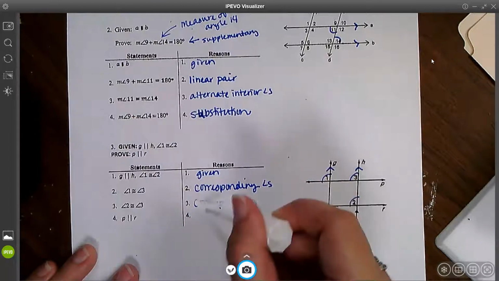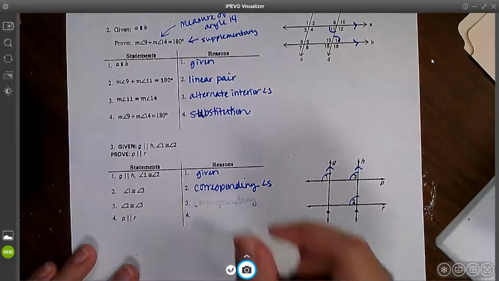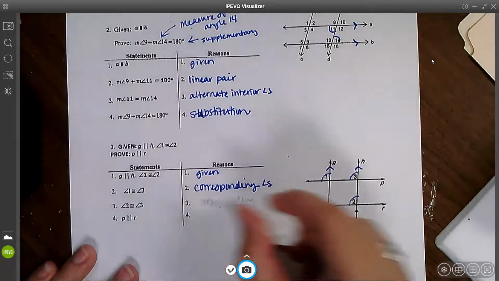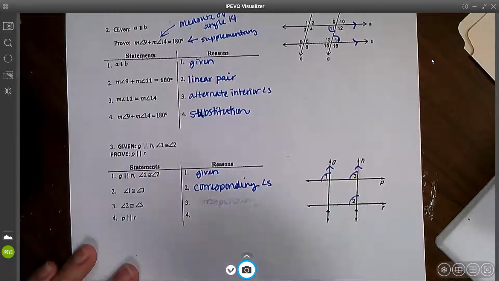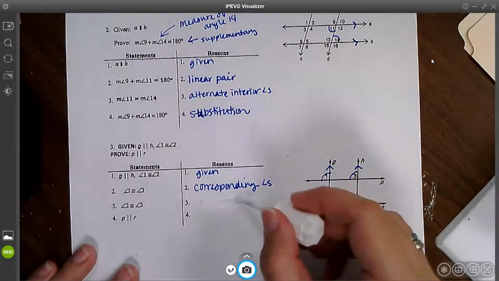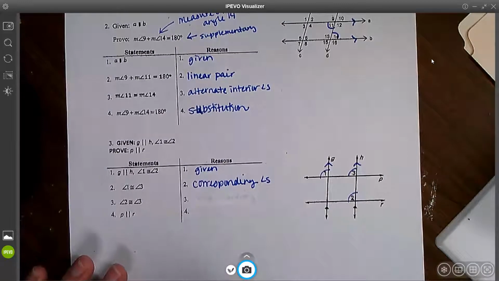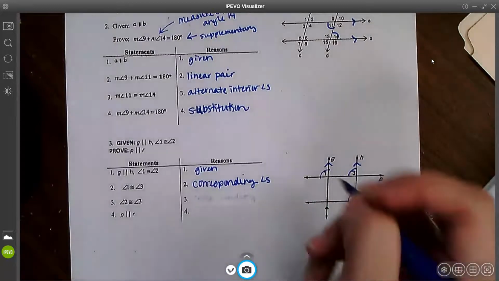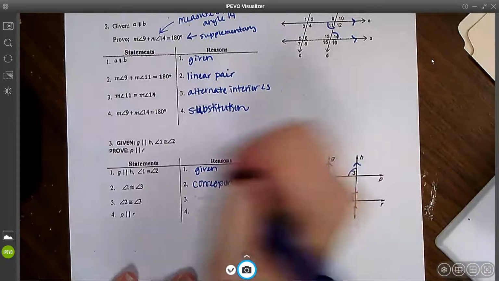But what we do know is that those two are congruent by the transitive property. We started off with 1 and 2 being congruent. And then we said, well, 1 and 3 are also congruent. So that means that 2 and 3 are congruent by the transitive property. That's not dry yet.